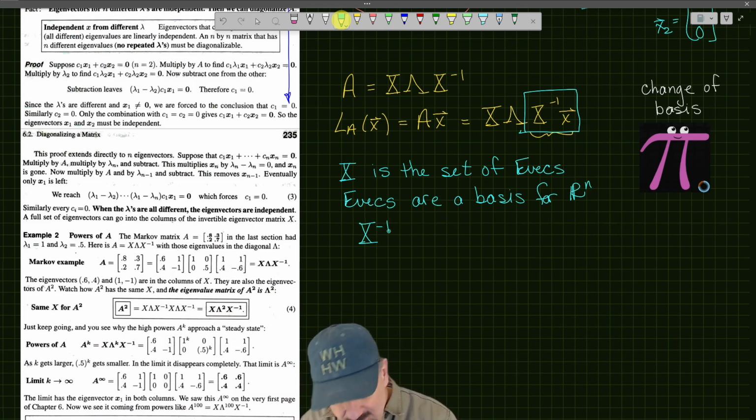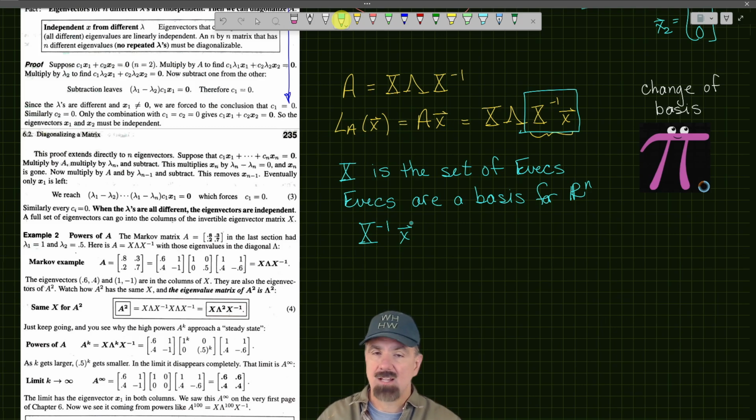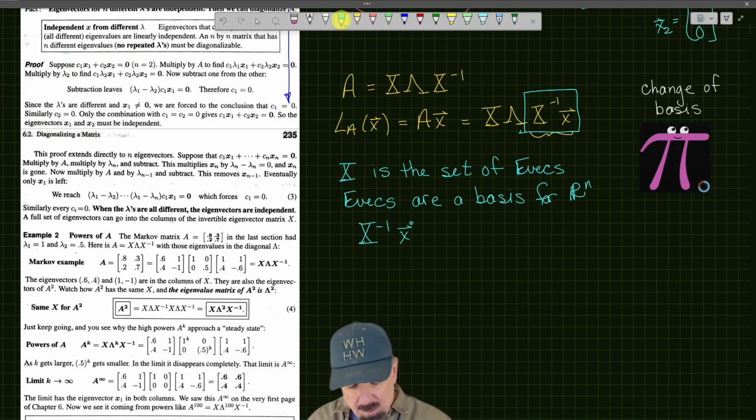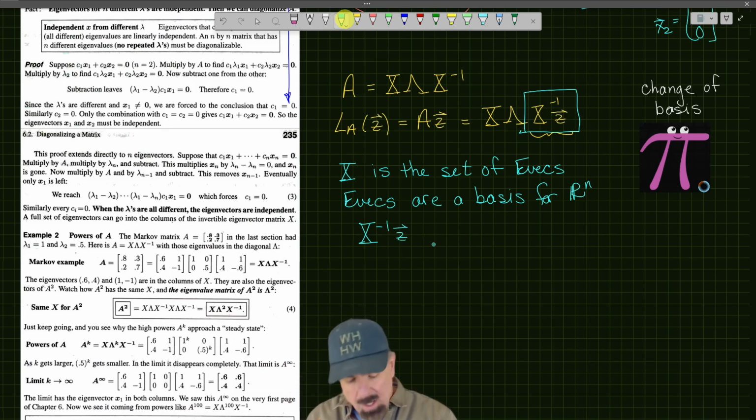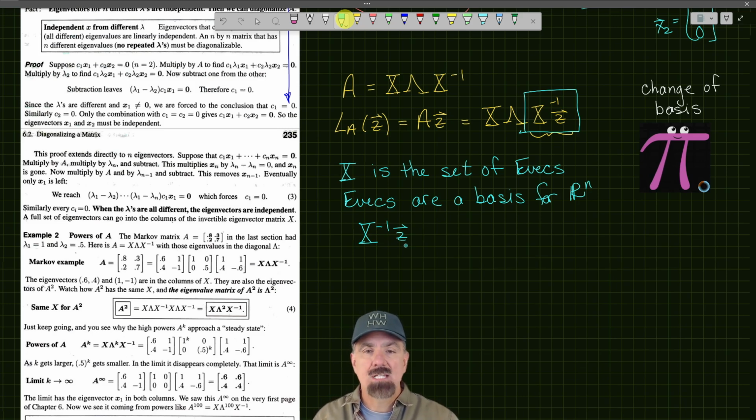So X inverse multiplied times the x vector, and I apologize, we have a lot of x vectors going around here. I probably should have, and I will actually, change all of these vectors to z's. So we don't want to confuse things with the eigenvectors. So X inverse times z is the representation of z in the eigenvector basis. That's what applying the inverse matrix is doing for us. It's transforming us from the standard basis to the eigenvector basis.